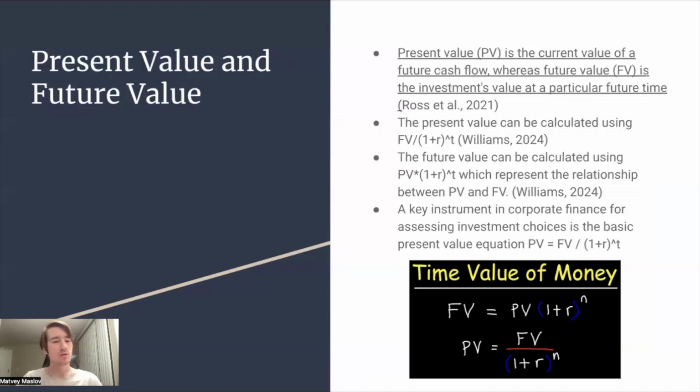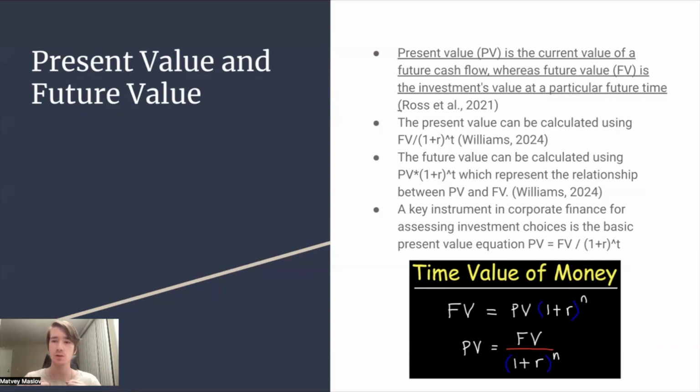When it comes to present value versus future value, present value is the current value of a future cash flow, whereas future value is the investment's value at a particular future time, which is most likely the maturity date. The present value can be calculated using the formula future value divided by (1 plus r) to the power of t, where r is the interest rate and t is the time of the bond or security that you've purchased. And it allows you to calculate the present value.